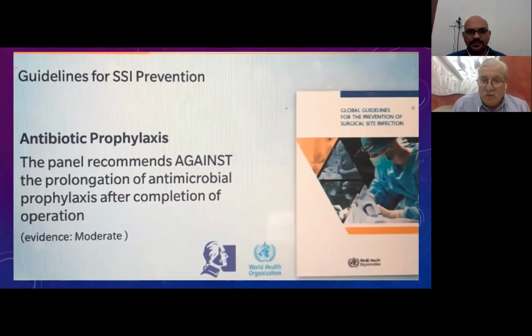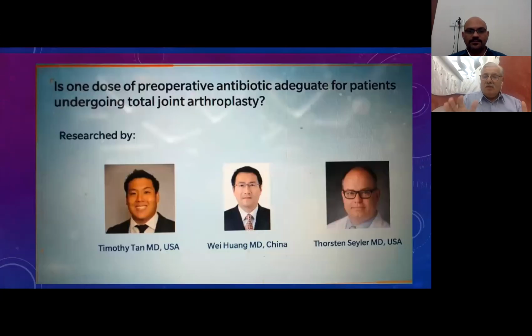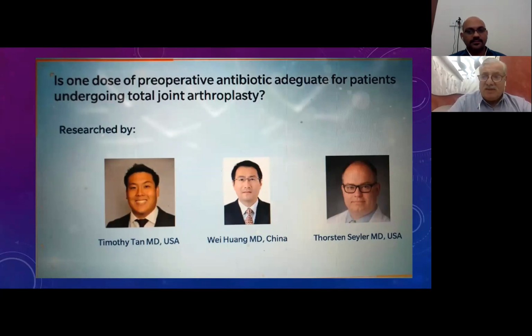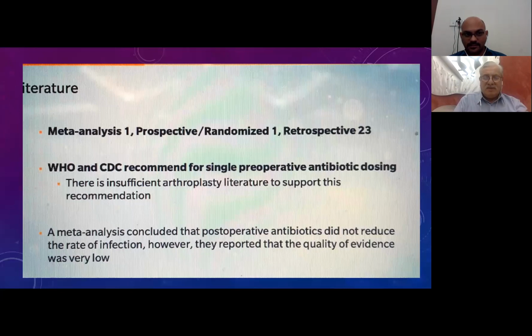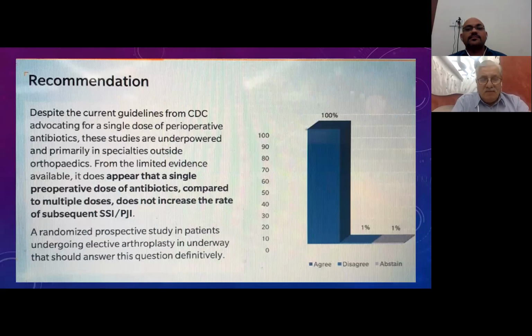And what's the guideline with the World Health Organization? Antibiotic prophylaxis, the panel recommends against the prolongation of antimicrobial prophylaxis after completion of the operation. One question highlighted in ICM, is 1 dose of perioperative antibiotic adequate to go undergoing total joint arthroplasty? And this by 3 scientists. The literature also randomized, retrospective, meta-analysis. What is the recommendation? This recommendation was agreed by 100%. Appears that single perioperative dose, single, of antibiotic compared to multiple doses does not increase the rate of subsequent infection. So there is no benefit to give multiple antibiotics, just 1 single, and this is agreed by 100% on ICM.